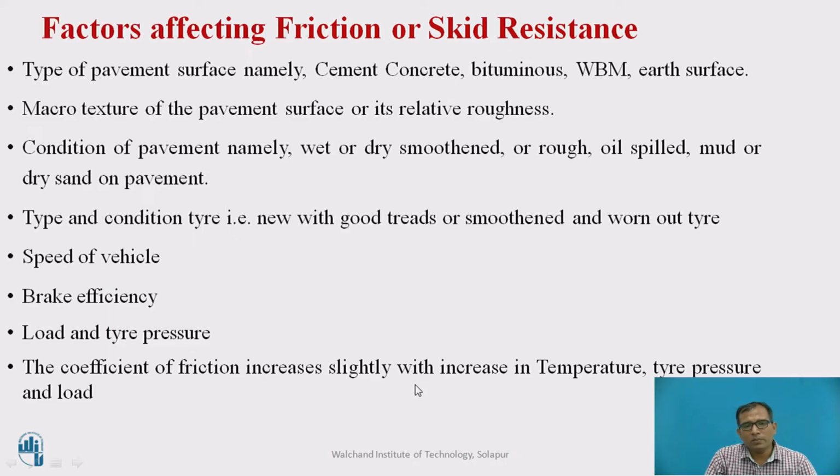Now the important parameters affecting this friction or skid resistance: you can see the type of the surface. Cement concrete or bituminous pavement have a slightly lesser coefficient of friction because it is a smooth surface. If you come to unsurfaced roads like WBM and earth surface, they have a higher friction because they don't have a good surfacing course at the top layer. Then the macro texture of the pavement, and the condition of the pavement, namely whether the pavement is wet or dry, or if there is any oil spilled on the surface, or mud, or dry sand.